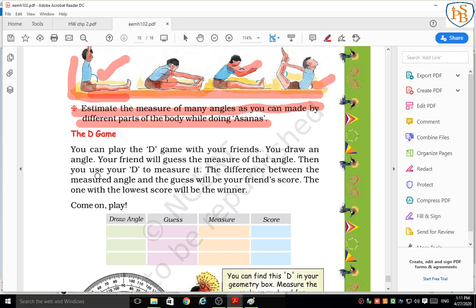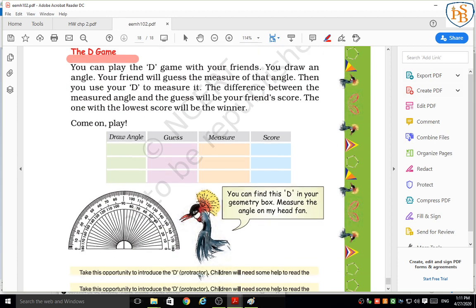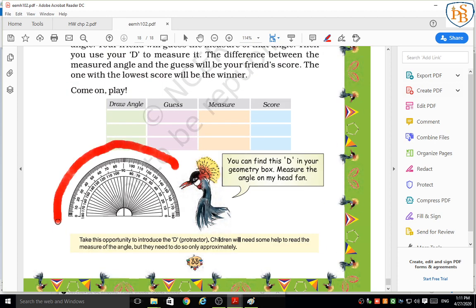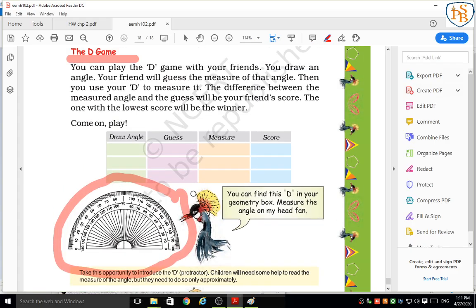Okay, students? Now the last point. Now we are on the last point of chapter number 2, the D game. Okay, what is this, students? Do you know what the name is?